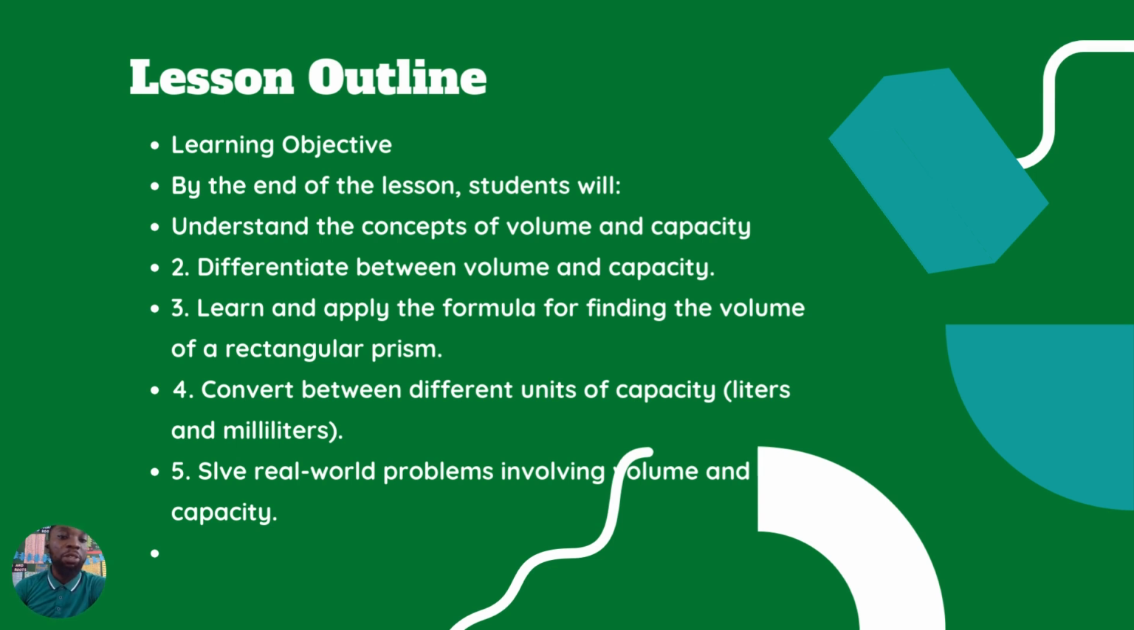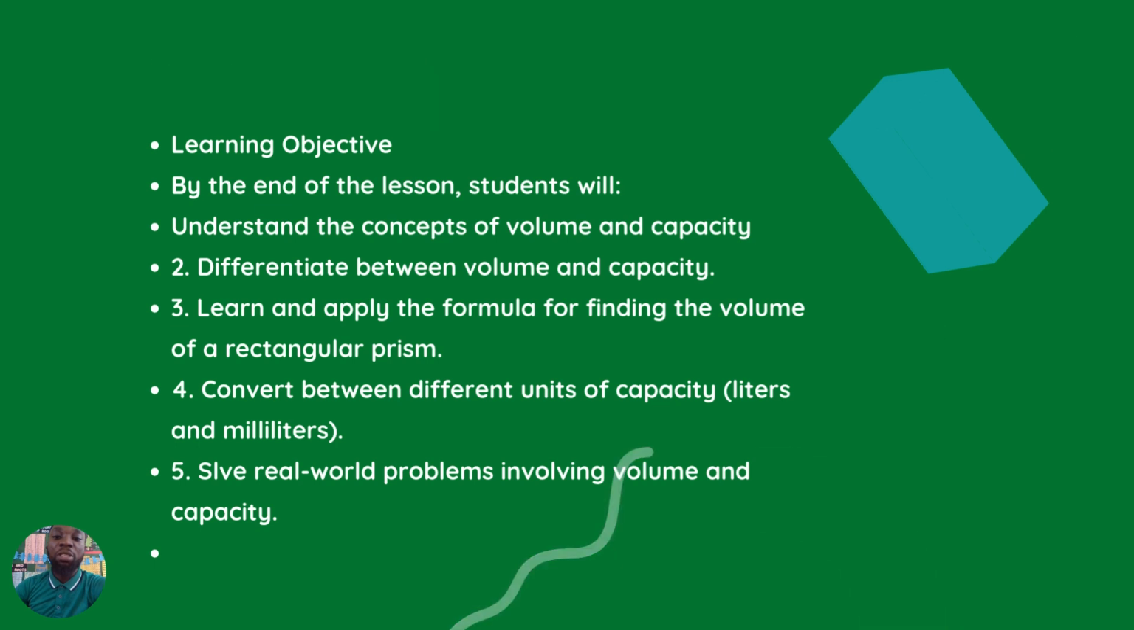At the end of this class, I believe you'll be able to understand the concept of volume and capacity, and also differentiate between the two terms, that is volume and capacity, and also learn how to apply the formula for finding the volume of a rectangular prism. So rectangular prism will be the basics of what I'm going to be doing for this class. And also you'll be able to convert different units of capacity, that is from liters to milliliters and the rest. So let me give you a quick test as we proceed in the discussion.